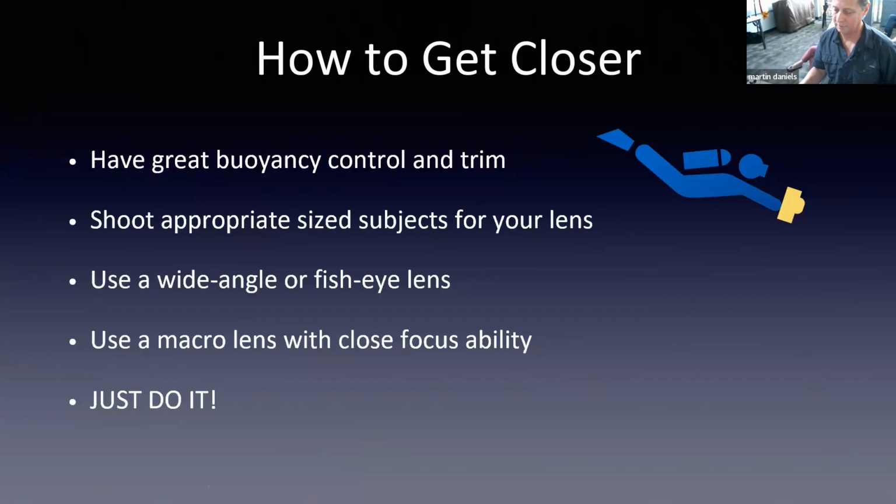If you're doing macro type stuff, use a macro lens that you can get really close with. Like my 60mm lens, which I use most of the time when I shoot macro, I can shoot stuff just a few inches from the port of the camera, okay? Not shooting through much water at all.